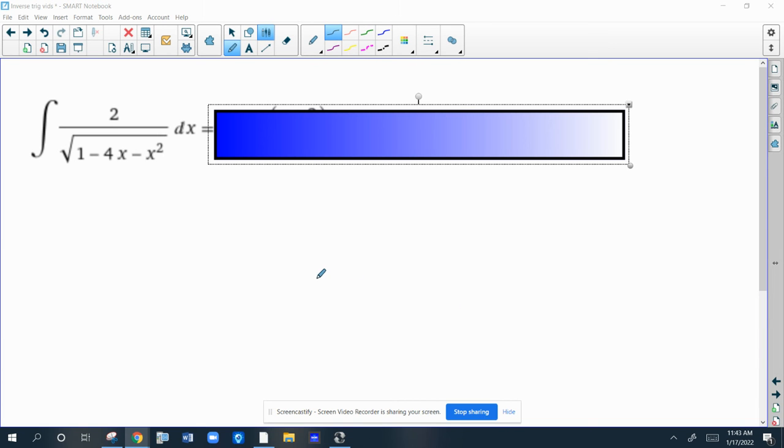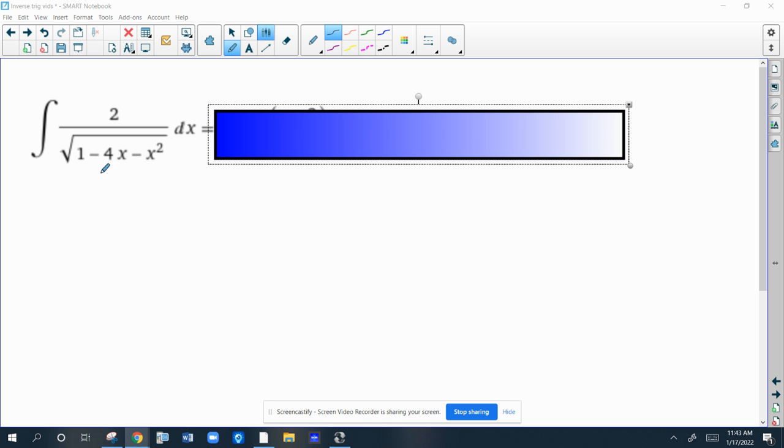Here we got an integral of a function that has a square root on the bottom, and there is no obvious way to do this one. We do know we have integrals that become arc trig functions that are square root of either u squared minus a squared, arc secant, or a squared minus u squared, arc sine.